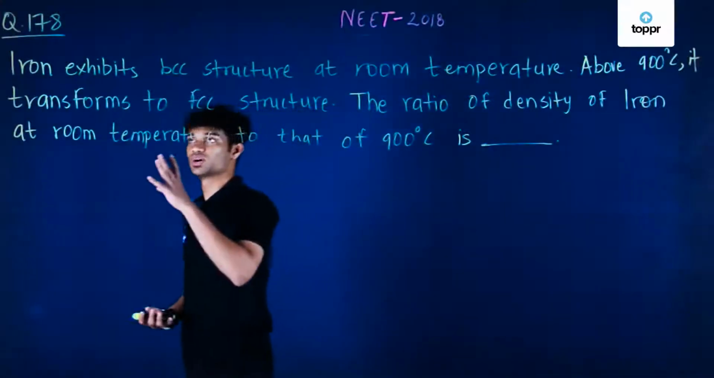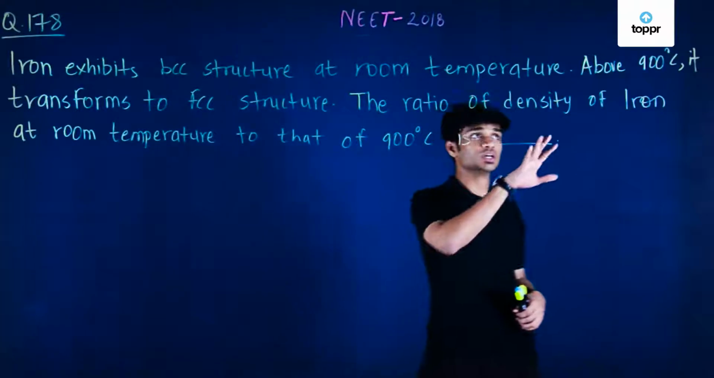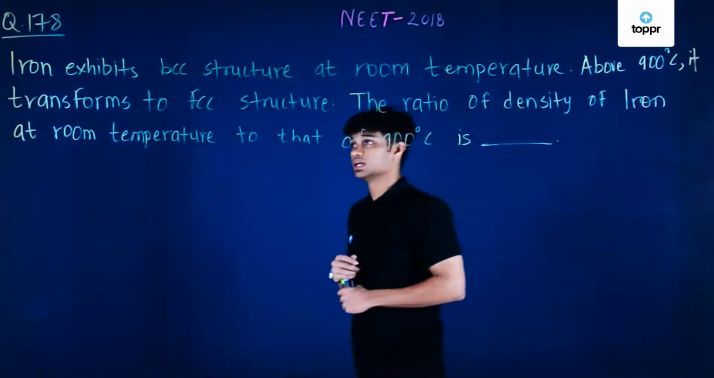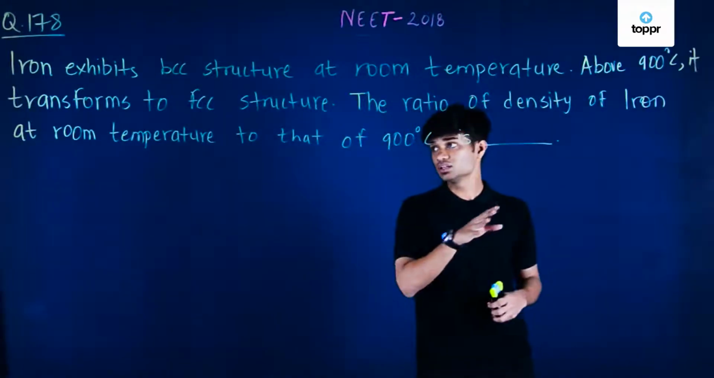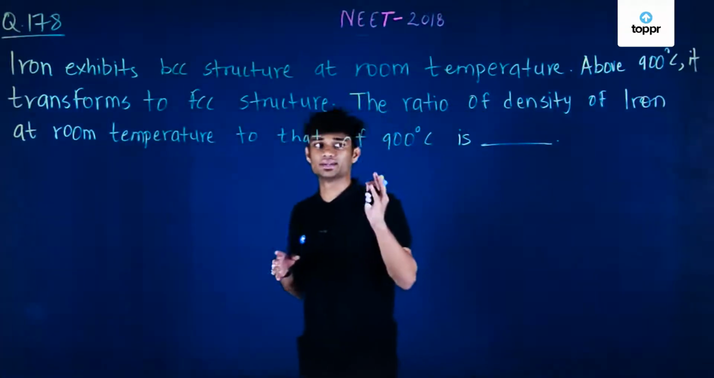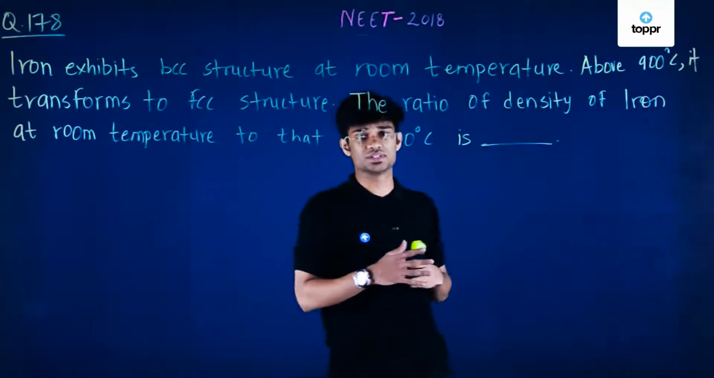Let's move on to question number 178. The question says that iron exhibits BCC structure at room temperature, and above 900 degrees centigrade it transforms to FCC structure. Then the ratio of density of iron at room temperature to that at 900 degrees centigrade. So basically the density of BCC structure to the density of FCC structure.